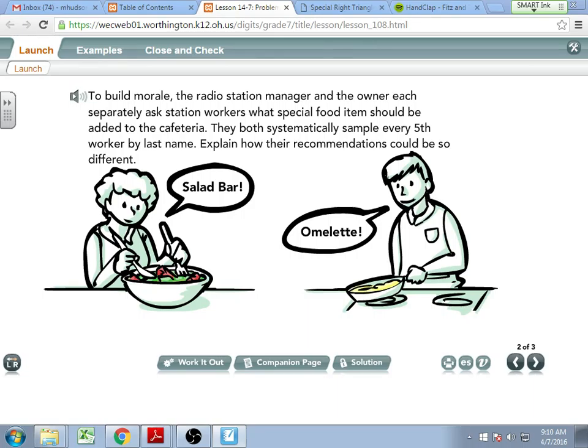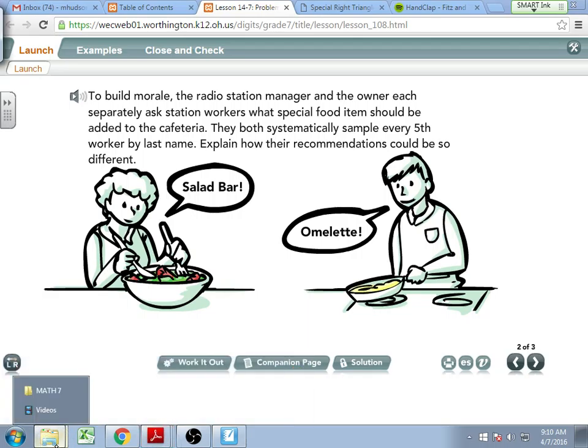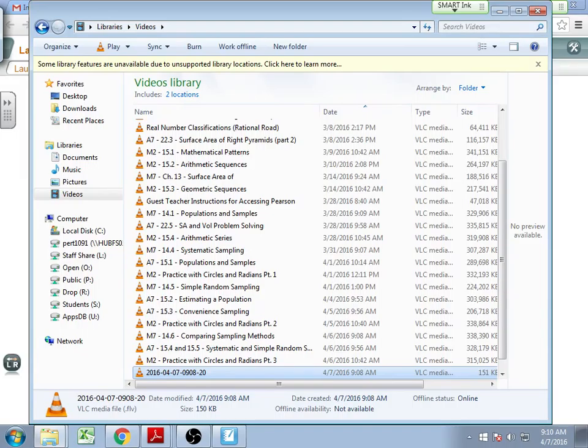If they performed their survey at different times of the day, those individuals are going to have different biases, because the morning staff is probably going to want the breakfast bar, and the afternoon, evening, even midday staff is probably going to want the salad bar. So time and place have a big effect on your data. So on your notes, you want to write that time and place affect your data.